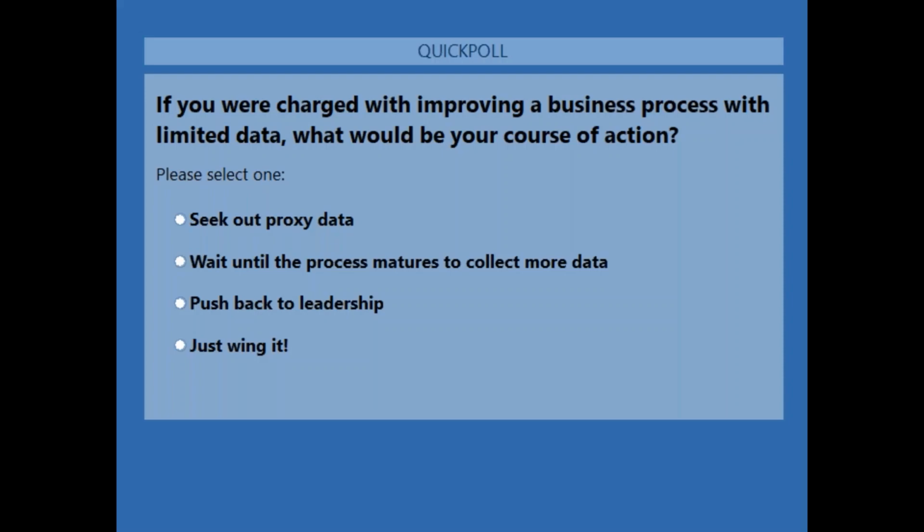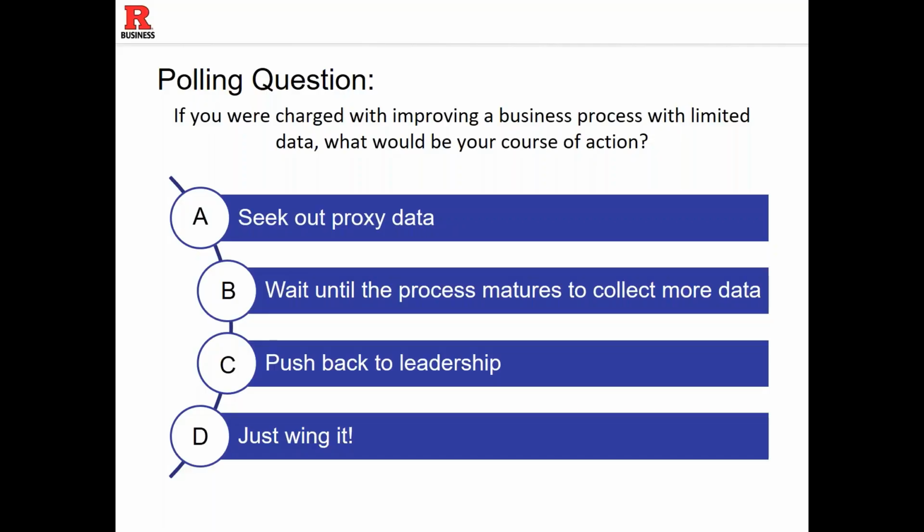75% have voted, and so the numbers are back now. 63% will seek out proxy data. That's really the 64%. So that's really the large majority, and then 15% wait until the process matures. 15% just wing it, and very few push back to leadership. So we'll close this one. So thank you all for your feedback.